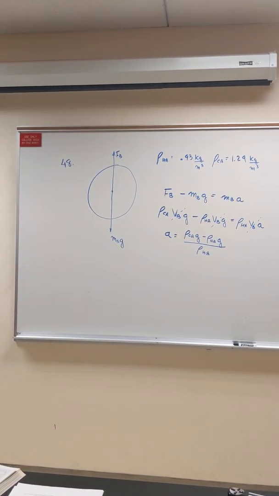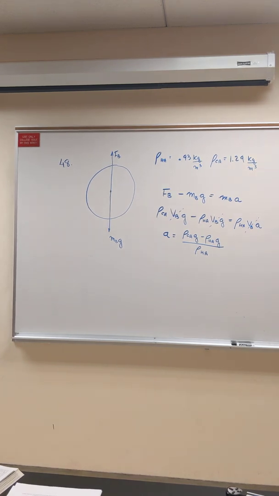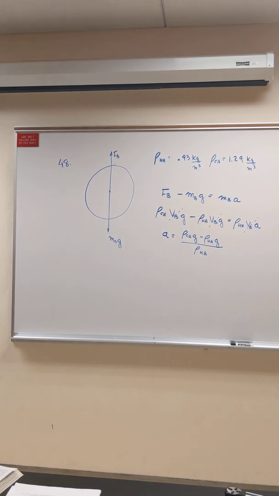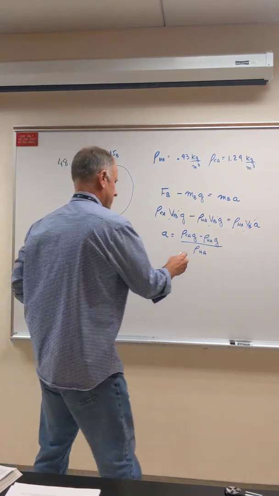How many people got a number now that we've seen it? Eric? I got 3.79. 3.79-ish or something? Yeah. Right.